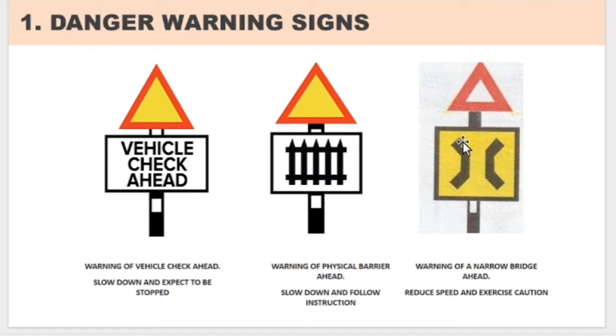Then you also have this sign. This sign is what we call a warning of a narrow bridge. So what should you do? You should reduce speed and exercise caution because we are entering into a narrow bridge. One of the things that you are not supposed to do at a narrow bridge is overtaking, right? Also, you need to be aware of your vehicle width. That's one of the things that you also need to take note of when you come across a narrow bridge, because what if your vehicle is not able to fit at that narrow bridge?